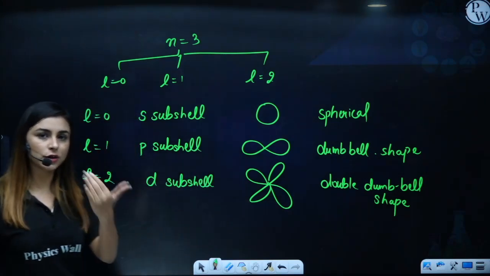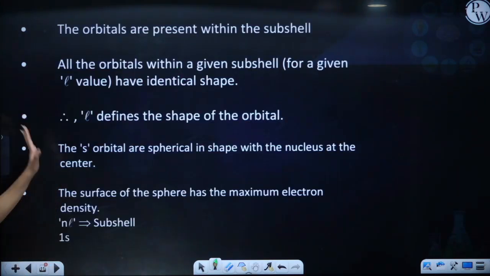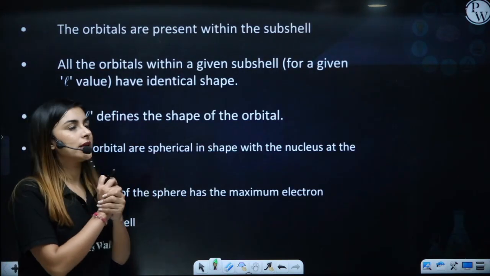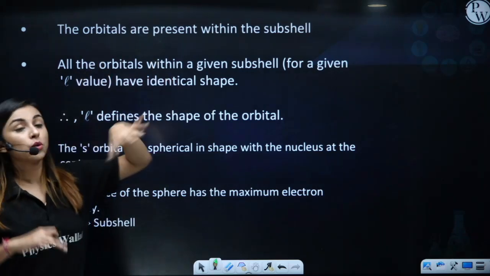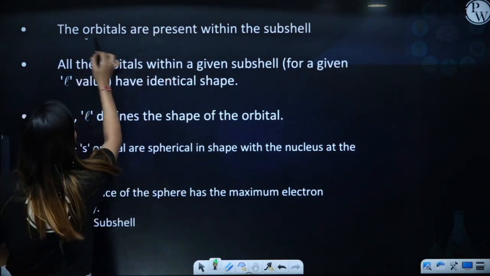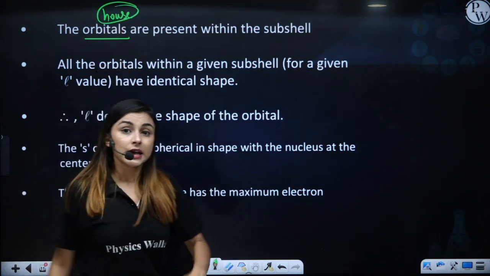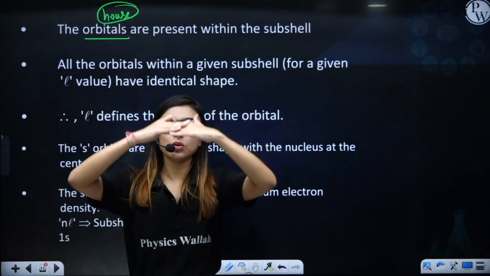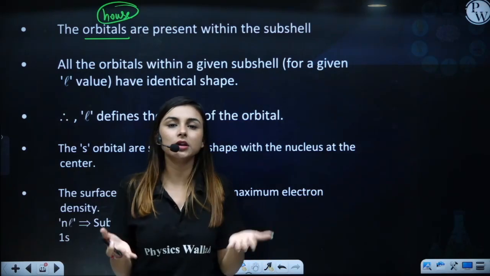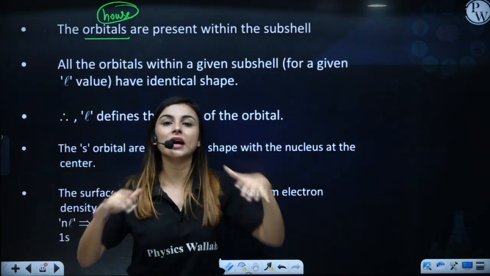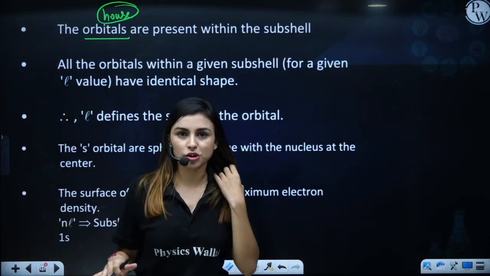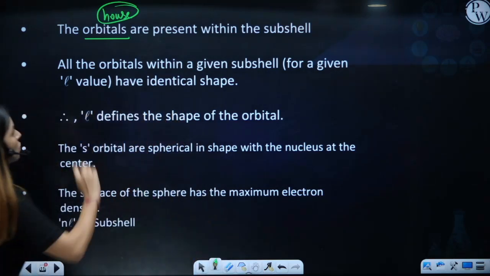I'll tell you further, but stay with this. We are good to go. Now, my dear students, the orbitals are present within the subshell. What were the orbitals? Ma'am, these were the houses. I told you houses. You have a city, you have a sector, you'll have houses in it. Similarly, you have a shell, you have subshells, and you'll have orbitals in the subshells.